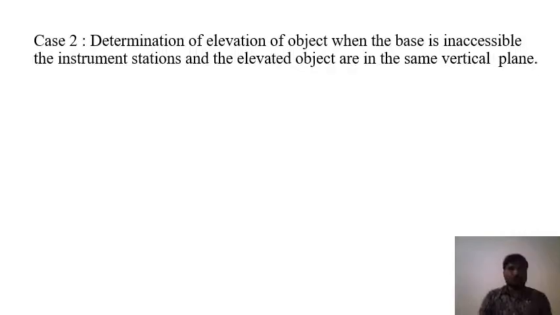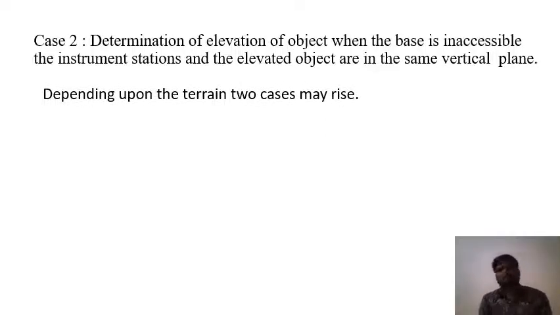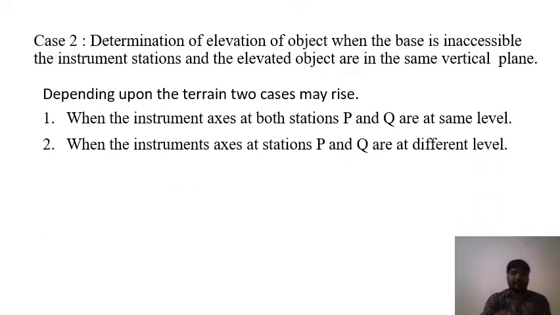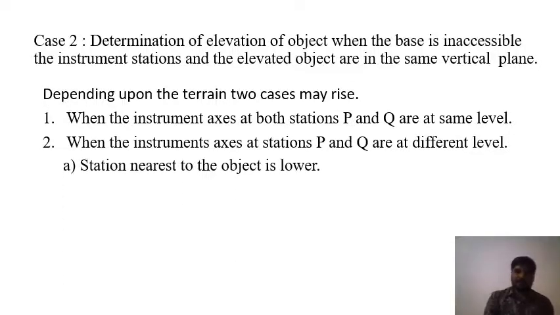Okay, case 2. Determination of elevation of the object when the base is inaccessible, and the instrument station and the elevated object are in the same vertical plane. Depending upon the terrain, there may be cases. First is when the instrument axes at both stations P and Q are at the same level, and next is when the instrument axes at stations P and Q are at different levels. Let's see how it goes.